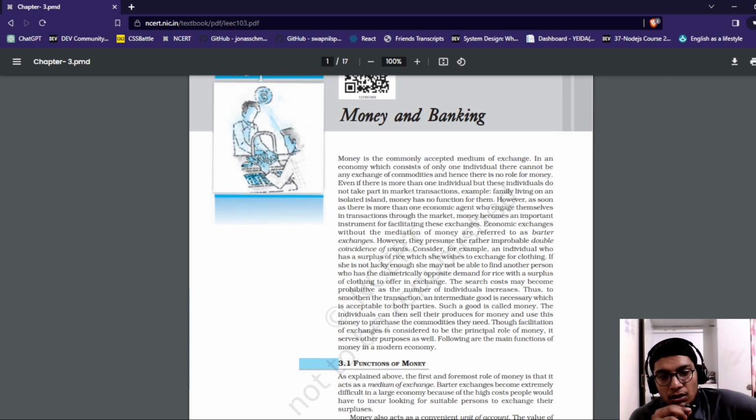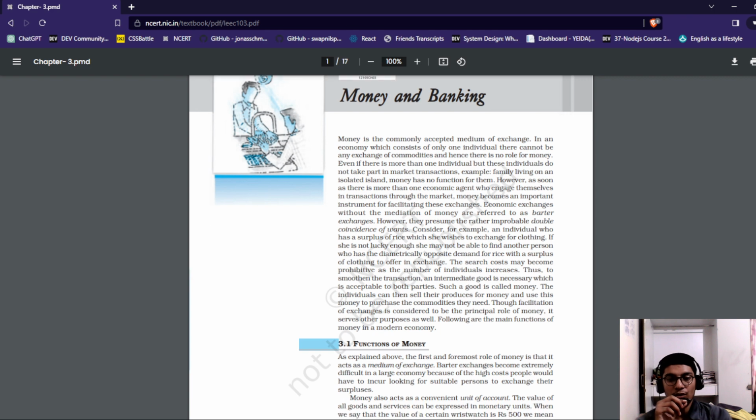Thus, to smoothen the transactions, an intermediate good is necessary, which is acceptable to all parties. Such a good is called money. An individual can then sell their produce for money and use the money to purchase the commodities they need. Facilitation of exchange is considered to be the principal role of money, but it serves other purposes as well. Following are the main functions of money in a modern economy.